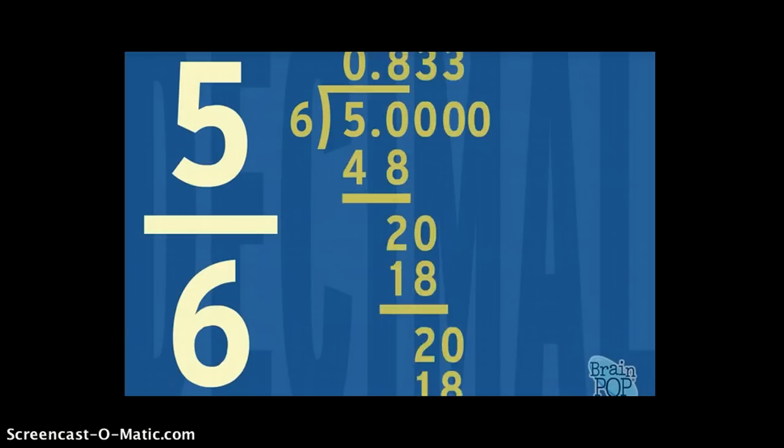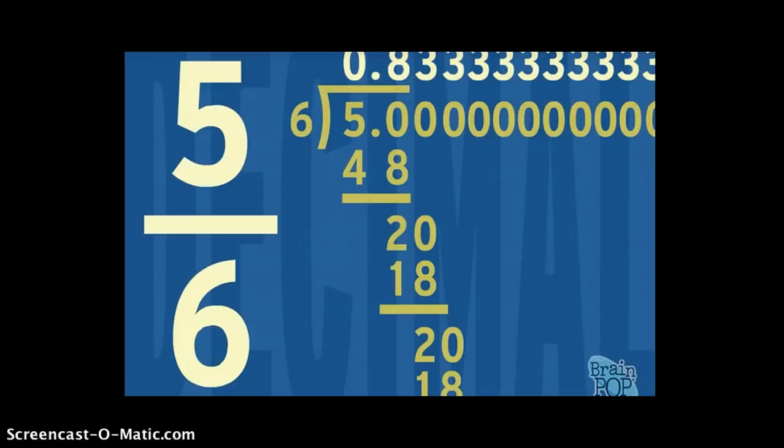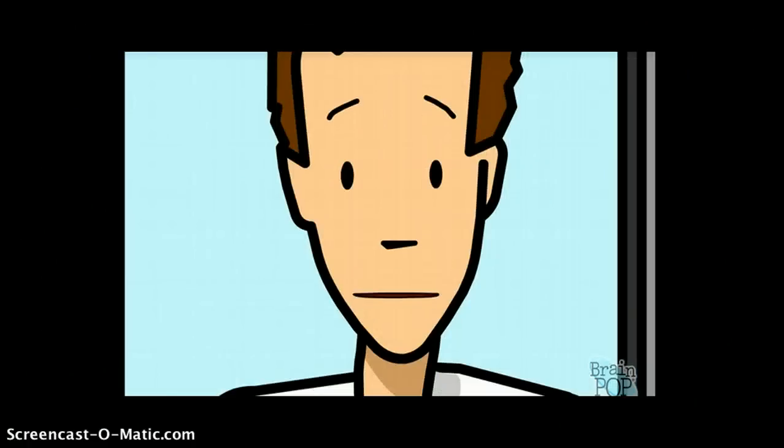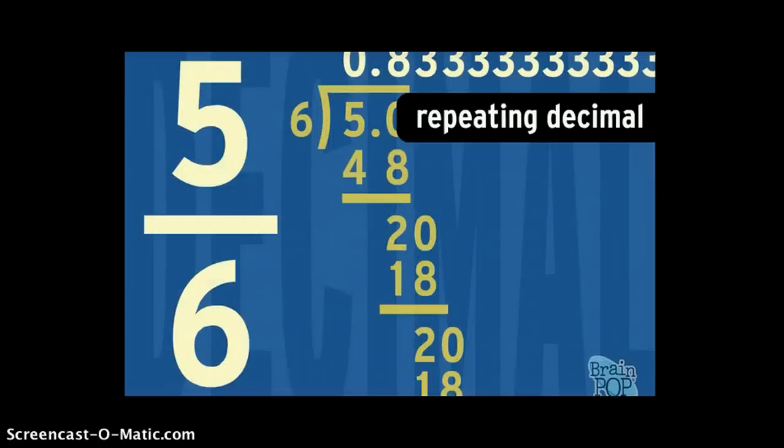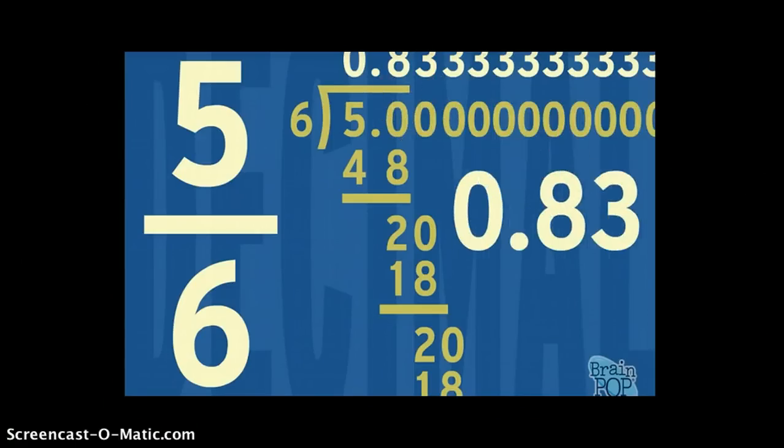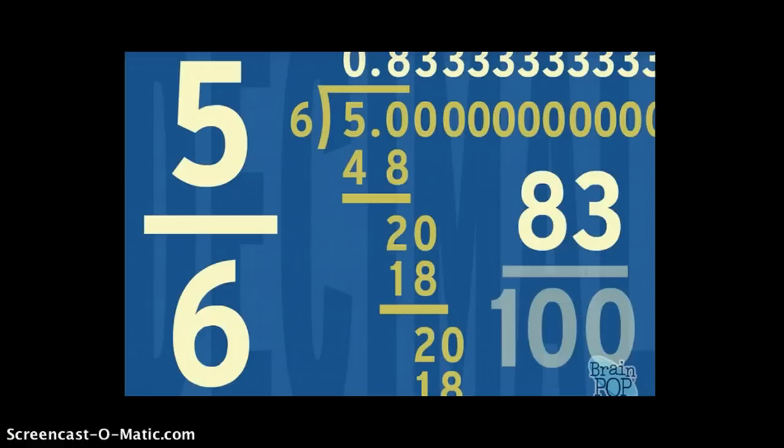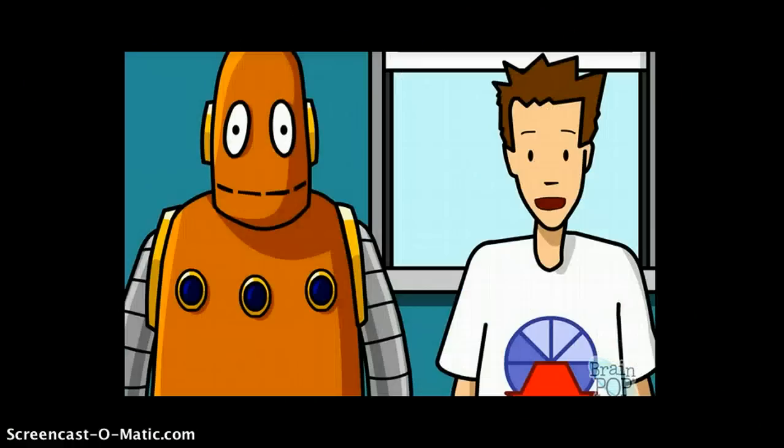To write 5/6 as a decimal, we need to calculate 5 divided by 6. You can calculate it out using long division or with a calculator if you have one available. That's 0.833333333 and so on. When a decimal repeats a number like that, it's called a repeating decimal. We can round it off at the hundredths place if we like, and say that 5/6 is about 0.83, or 83 hundredths. And that's how you convert fractions to decimals.